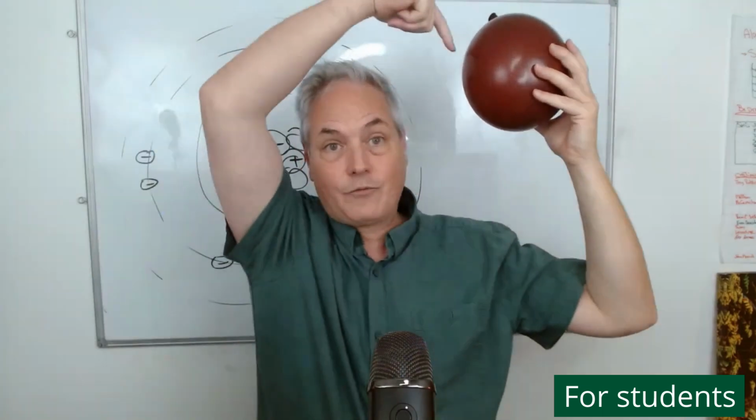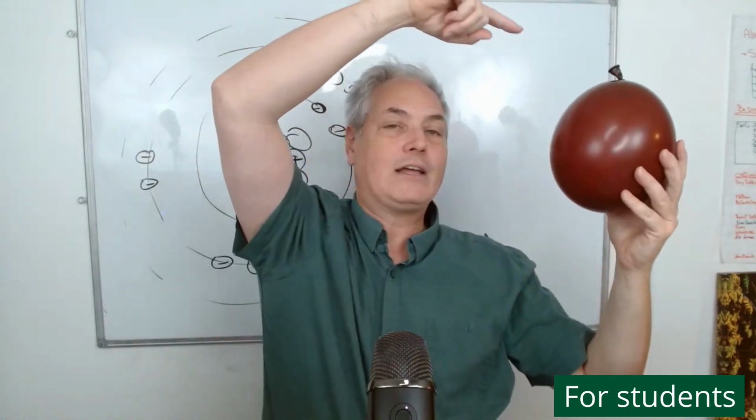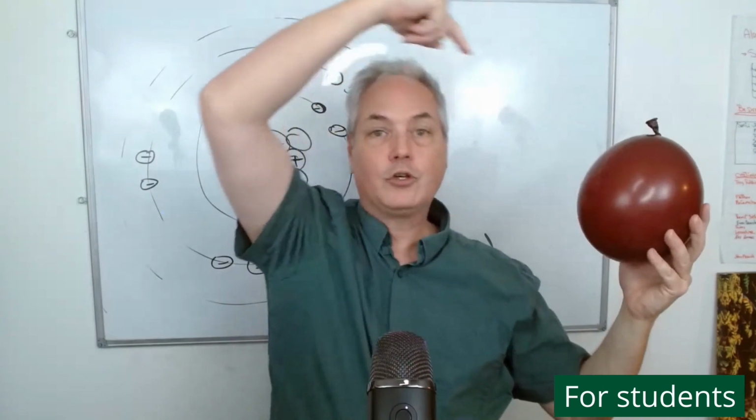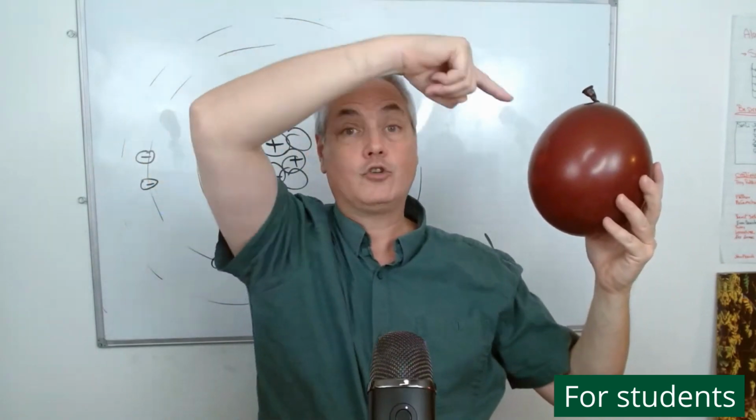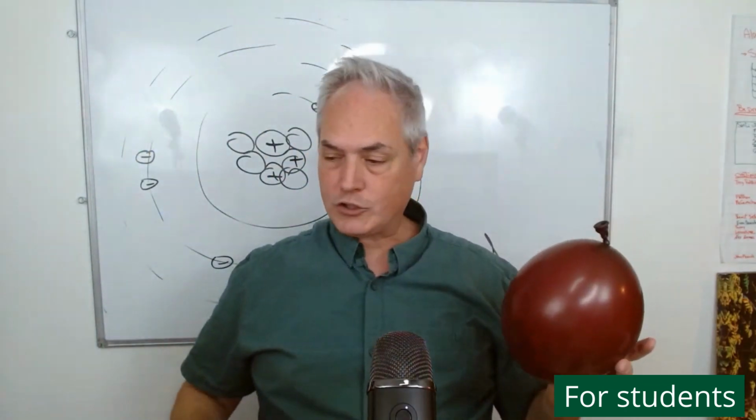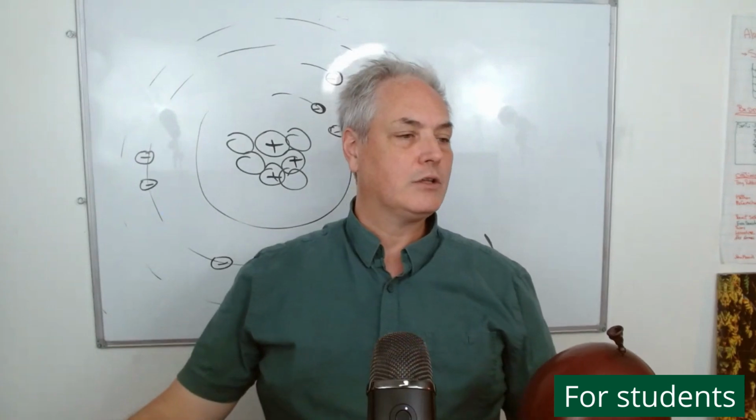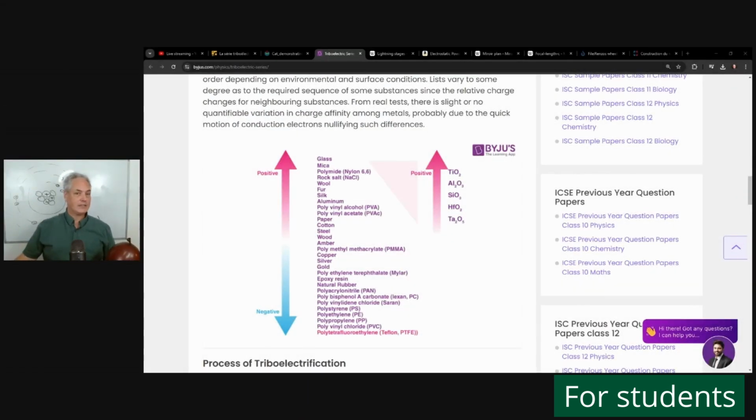The big question is, which way did it go? Did the electrons go from the balloon to your hair, or from your hair to your balloon? That's a good question. So we have what we call the triboelectric series. The triboelectric series is a list, or they create lists, of materials.